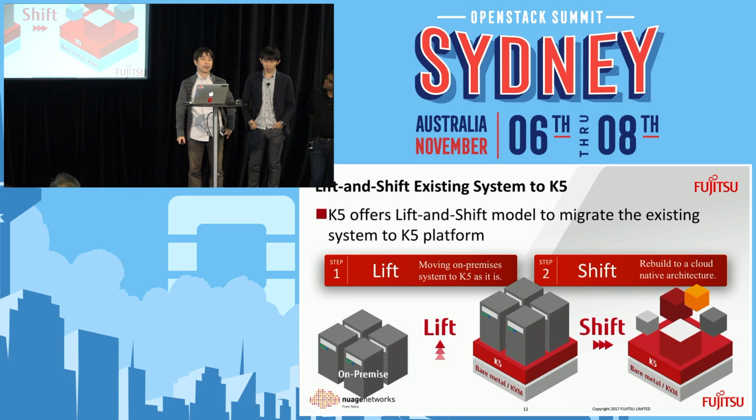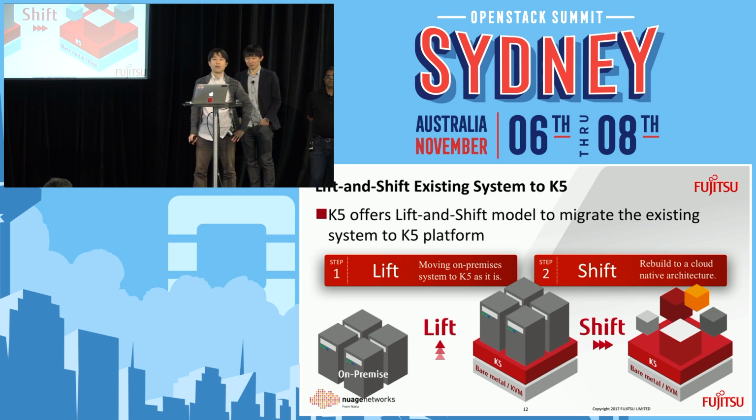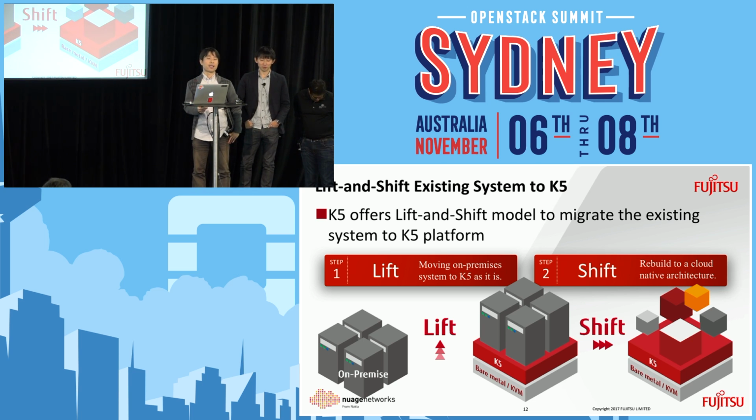Here's our strategies. K5 offers a lift and shift model to migrate the existing system of our customer to K5 platform. In the lift step, we have to move the on-premise system, such as VMware-based system, to K5 as it is. Then the lifted system can be transformed to a cloud-native architecture. We call it shift. Today's talk mainly focuses on the lift step, about Baremetal services, but in order to realize both steps, we'll introduce a new platform.